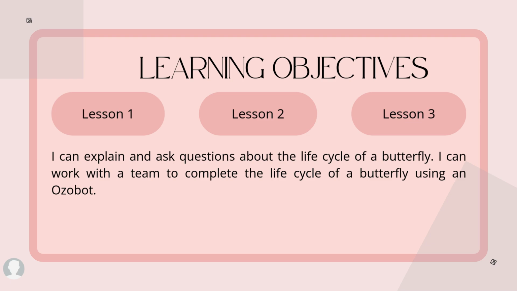The learning objectives for this course follow with lessons 1, 2, and 3. The objectives are: I can explain and ask questions about the life cycle of a butterfly. I can work with a team to complete the life cycle of a butterfly using an Ozobot.